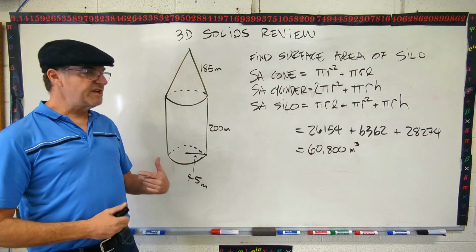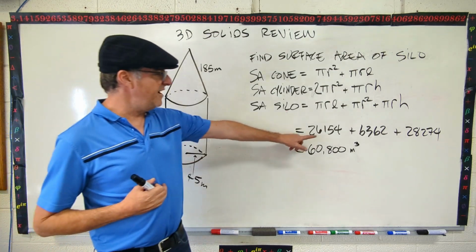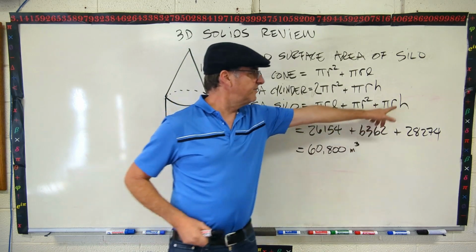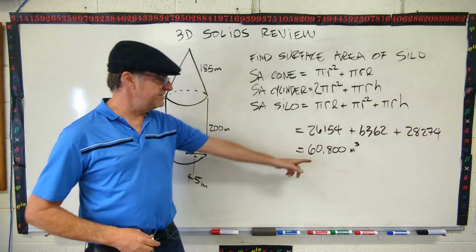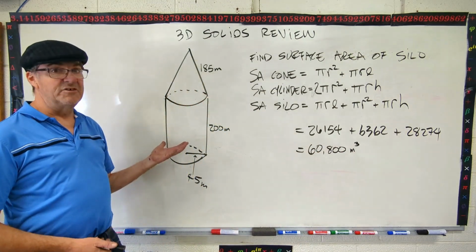All right, I broke it down for you, so in case you made a mistake, you could troubleshoot that. Our three values are for pi rl, I get that. For pi r squared, I get that. And for 2 pi rh, I get that. Adding them together, going to sig figs, I get 60,800 square meters for the silo.